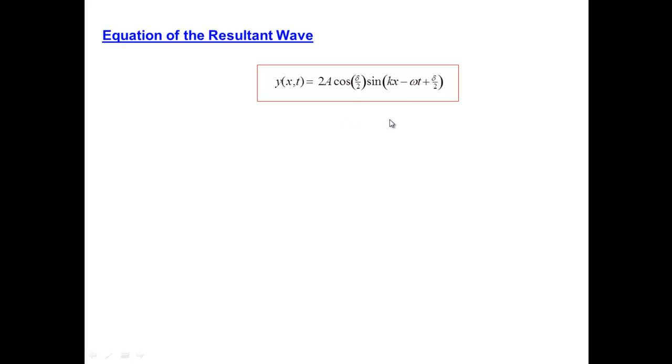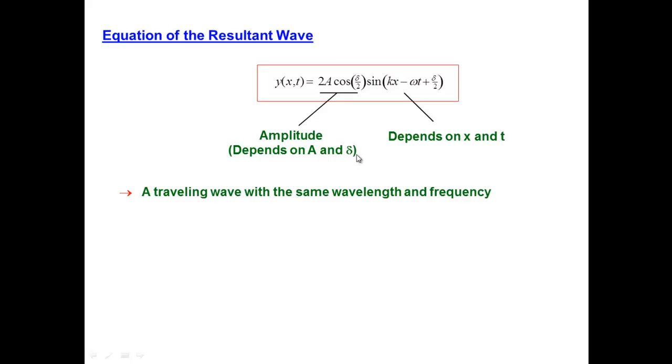We can take a look at this a little more carefully and realize, as I mentioned before, that the sine term depends on x and t, and in fact, it's nothing more than a traveling wave, shifted a little bit, right in between the two waves that added together to form this. But the amplitude function now not only depends on the amplitude of the individual wave, A, but it depends on the phase difference, delta. So when we add these two waves together, we get a traveling wave with the same wavelength and frequency, whose amplitude now depends on the phase difference.